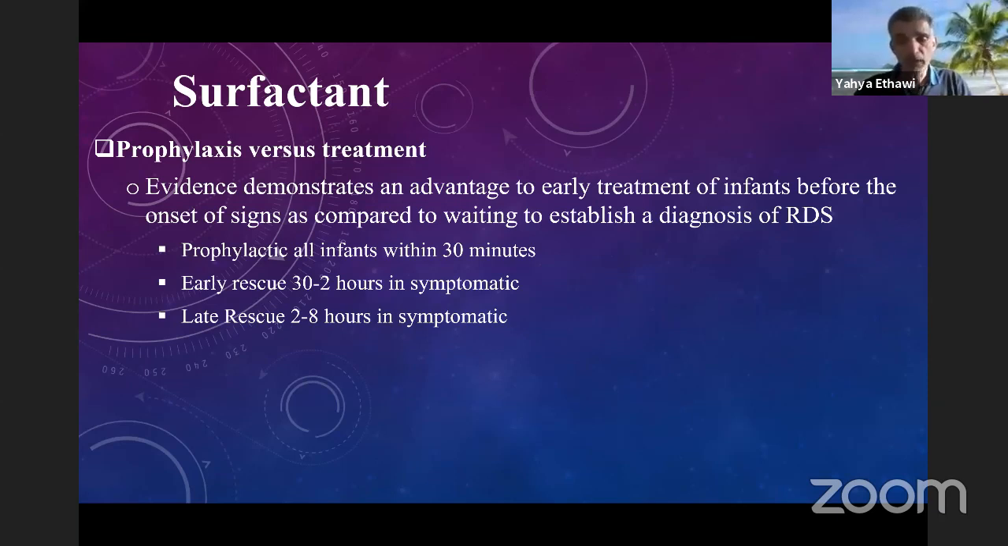And when we say prophylactic, we say all the babies are intubated and given surfactant within 30 minutes. So people say, why do we do that? Why don't we give CPAP? We give steroid and wait until the baby turns symptomatic while on CPAP, and we cannot go down to 30% when we're using high centimeter water and it's still symptomatic, then we'll give surfactant. So that's called early rescue.